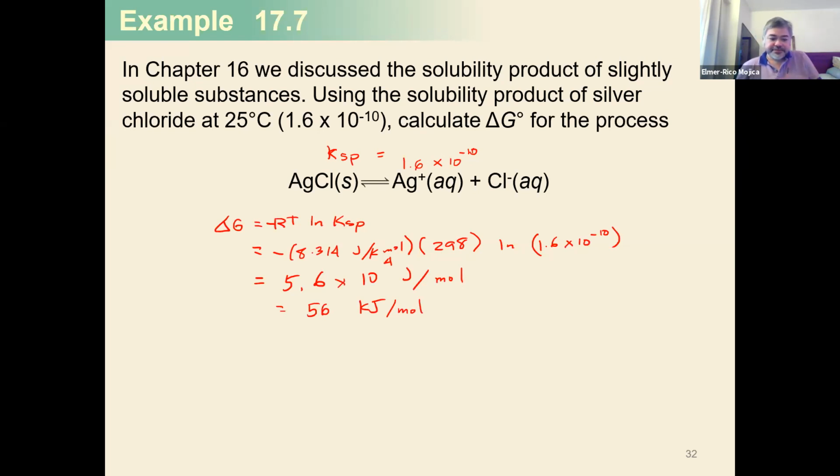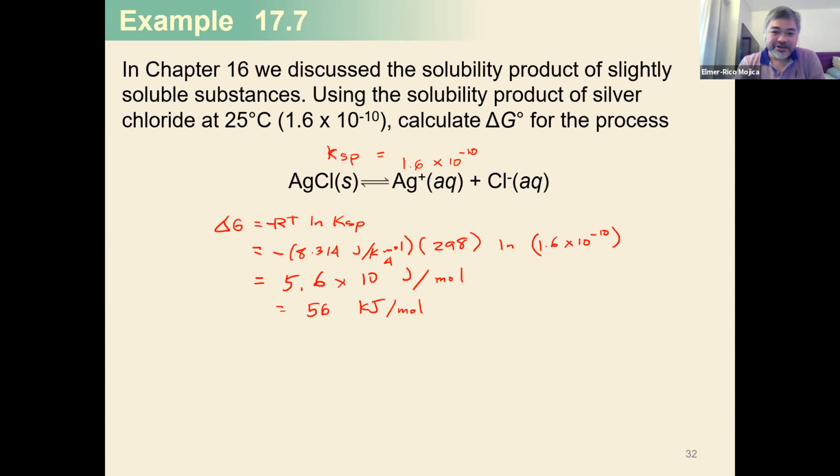Okay. So as you could see here, we were able to solve the delta G using what we call the Gibbs equation. So what will happen? Will this happen spontaneously? No, it needs an input of energy. It's non-spontaneous. So as you're going to look at here, it has a positive sign, so it will not happen spontaneously based on the value. Okay? So this is the reason why silver chloride is slightly soluble.